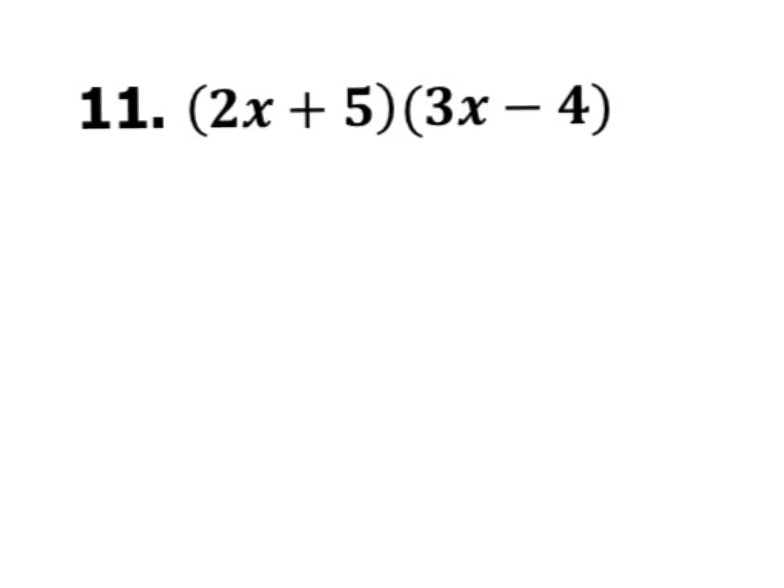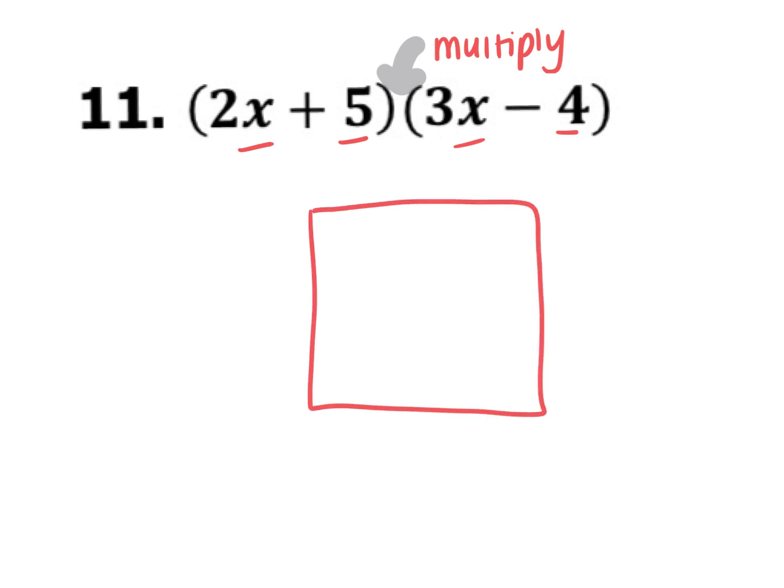Okay, let's go ahead and look at number 11. So we're still simplifying, but if you look inside my two parentheses, there's not any symbol, which tells me that we are going to be multiplying. So when we multiply, we're going to do a 2 by 2. So we're going to go ahead and draw our box.